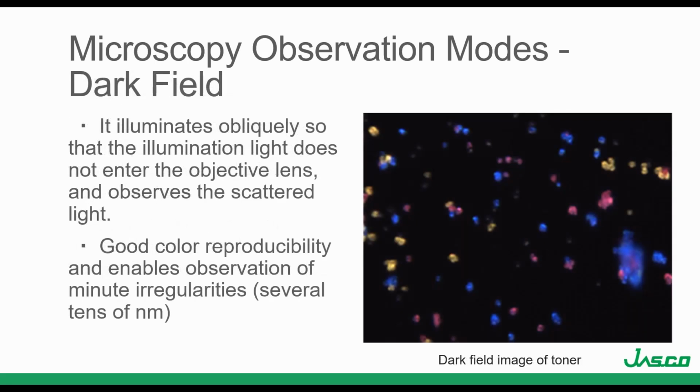The other observation mode is the dark field. In the dark field, the light doesn't come from above or under, it just comes oblique. And what we are going to look is the dispersion of the light. And actually, it can reproduce the color of the sample very well. The only issue here is that some of the dark samples or the dark phases are going to be missed.